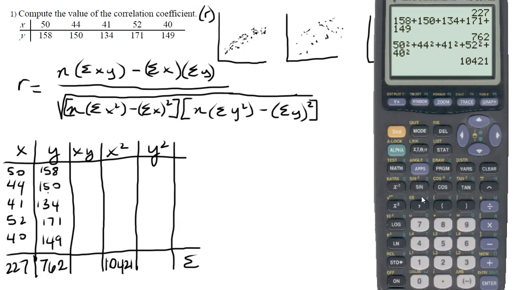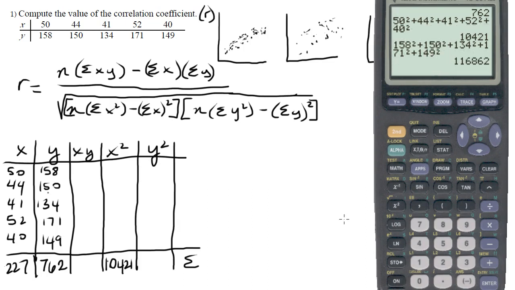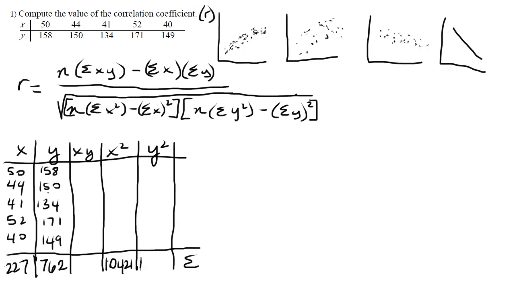Okay, I'm going to do the same for the y's. So 158 squared plus 150 squared plus 134 squared plus 171 squared plus 149 squared. That's 116862.